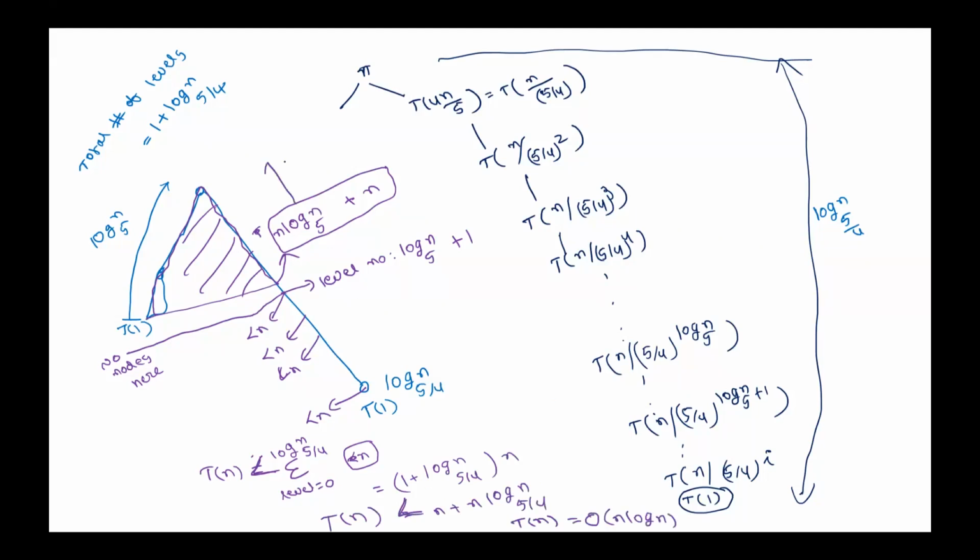Based on the earlier result, T of n is big omega of n log n. Combining the two, T of n is theta of n log n. Is that correct, brother? Is there any doubt? Now it got clarified, sir. Thank you, sir.